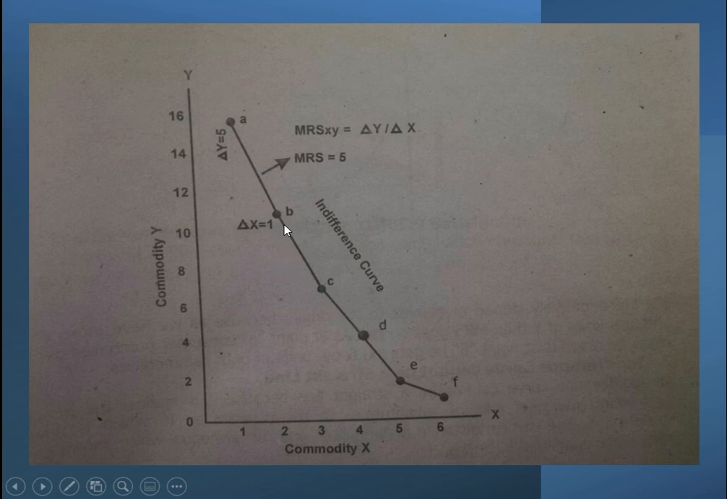And what is the slope of the indifference curve? The slope of the indifference curve is the MRS, that is, change in Y over change in X: how much of good Y you are willing to forgo to get 1 unit of X. So this is the shape of the indifference curve. In our next lecture we will discuss the properties of the indifference curve.